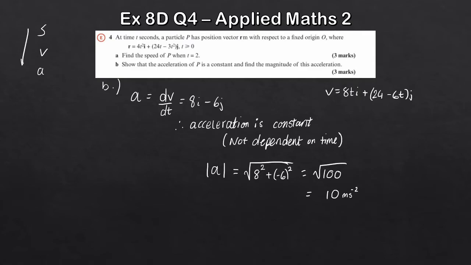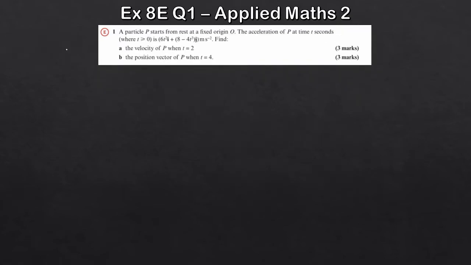So remember, when you're going downwards, we're differentiating. And then when you're going up, we're integrating. So the next question takes a look now where we're going the other way. We're going up. So let's take a look at this one. We've got a particle here, P, which starts from rest at a fixed origin O. So the acceleration of P at time t seconds is given here. So a is 6t squared i plus 8 minus 4t cubed j.